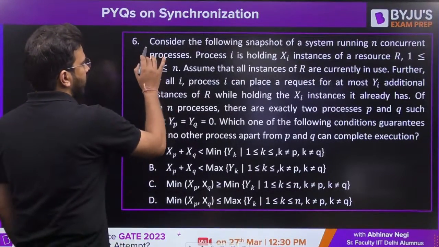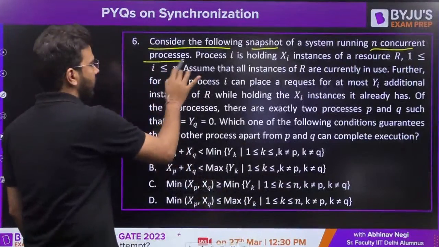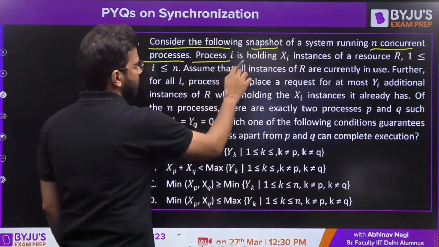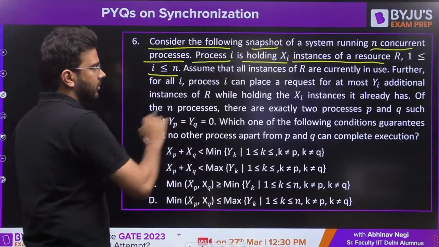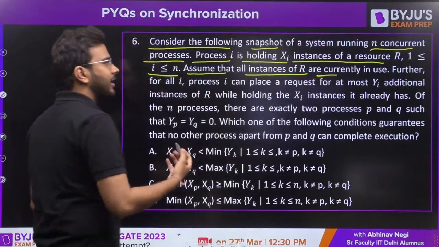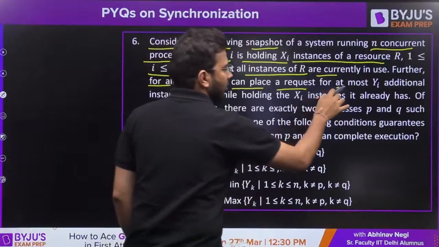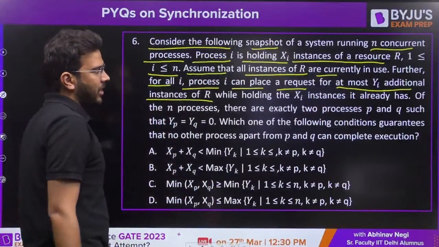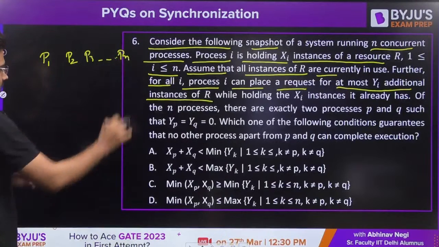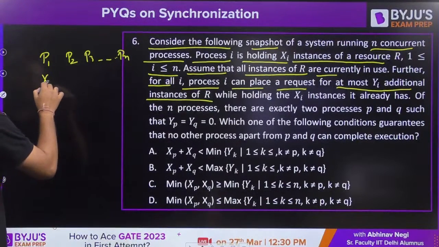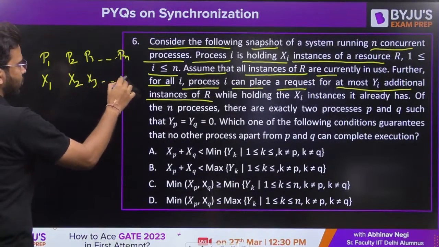Let's read the question. Consider the following snapshot of a system running n concurrent processes. Process i is holding xi instances of a resource R, where i is less than or equal to n. Assume that all instances of R are currently in use. Further, for all i, process i can place a request for at most yi additional instances of R. That means we have process P1, P2, P3, up to Pn. P1 is holding x1 instances of the resource, P2 is holding x2 instances, similarly x3 up to xn.